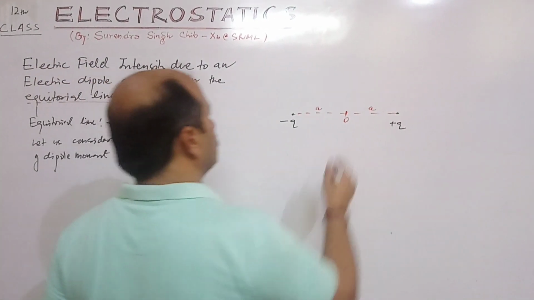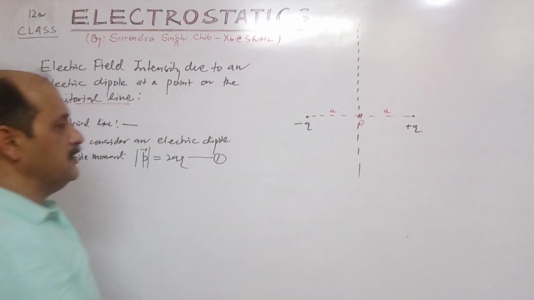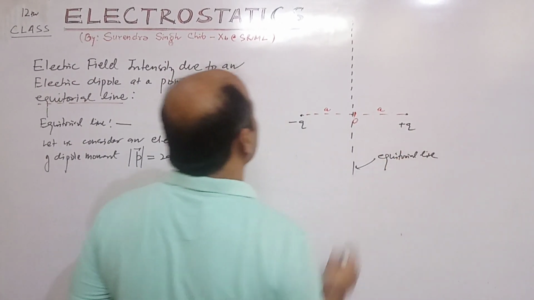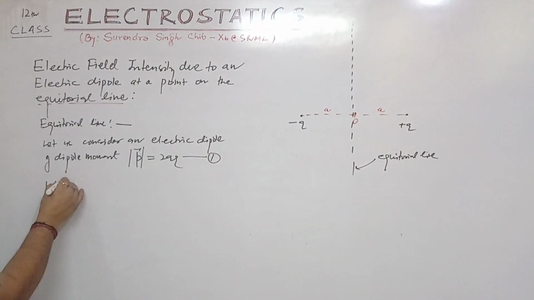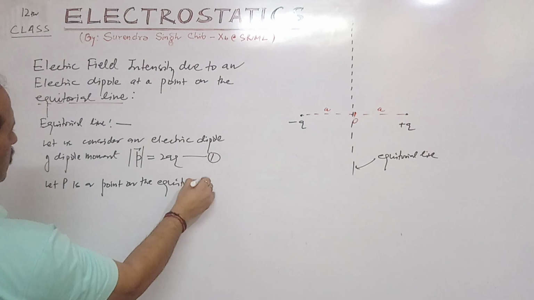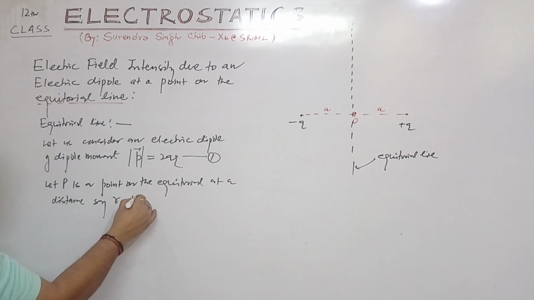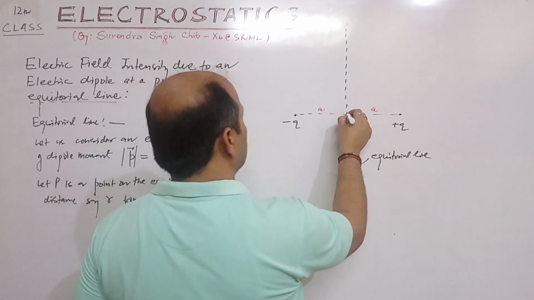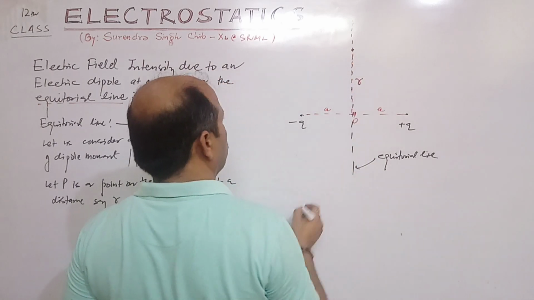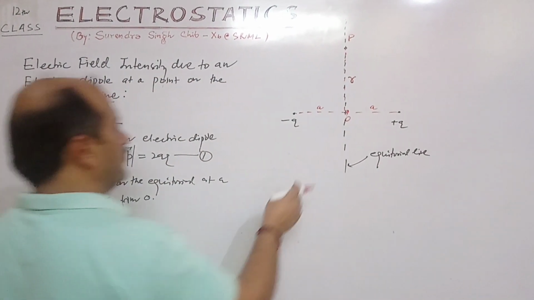So which is the equatorial line? This is an equatorial line which passes through its center and is perpendicular to its axis. This is one of the equatorial lines. So let P be a point on the equatorial line at a distance say r from O. See, again, r distance is measured from O. So let this be a point P which is at a distance r from O. This is point P, where we have to find the electric field intensity because of the dipole.